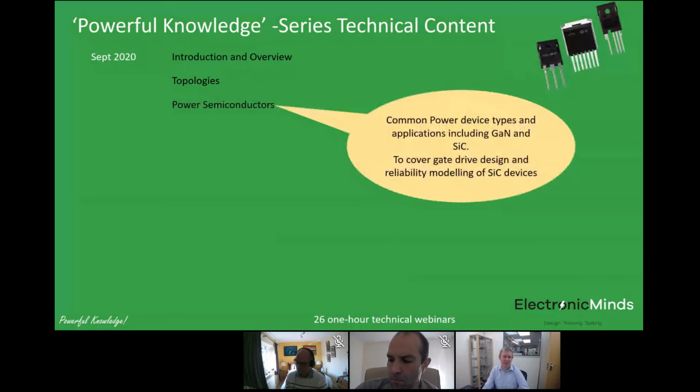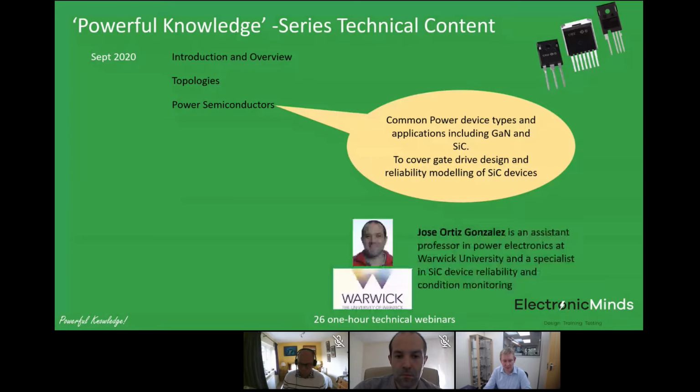Moving on through the series, we're going to then start talking in quite a lot of depth about power semiconductors. In recent years, there's been a real step change in the performance capabilities of power semiconductors with new types of wide bandgap devices available. And that's why Jose is joining us as well, because he is a real world specialist in one of these particular types of wide bandgap technology called silicon carbide. And it's something we use here as well. So Jose will be going into a lot of detail on some aspects of these devices.